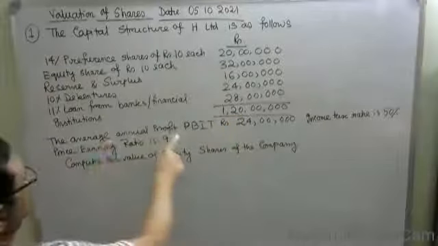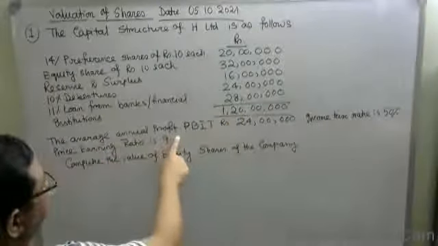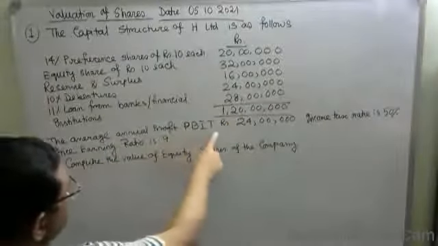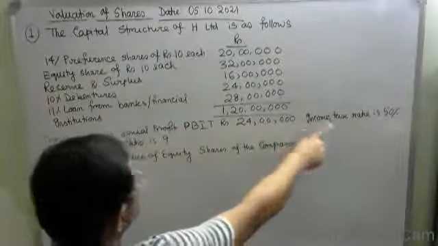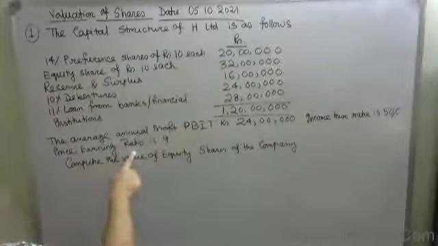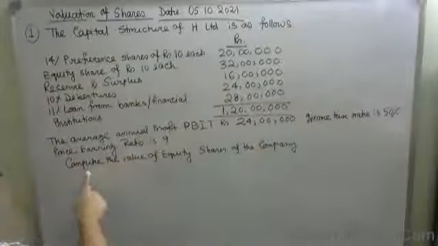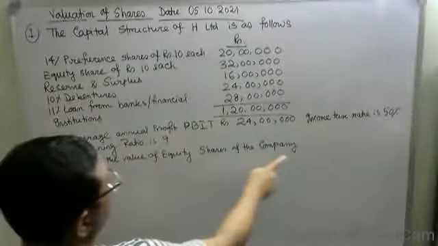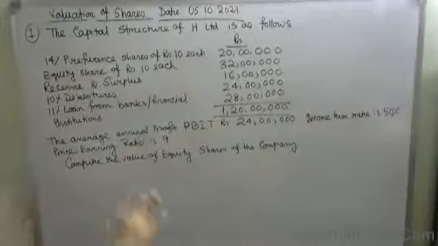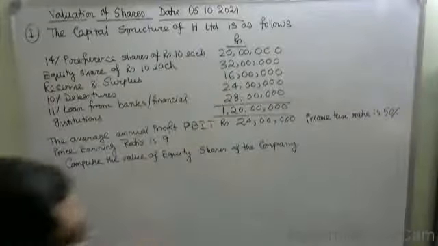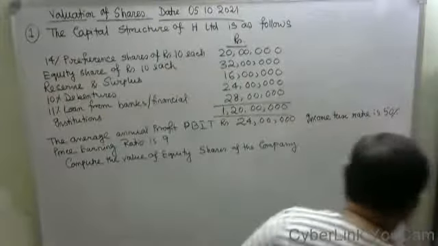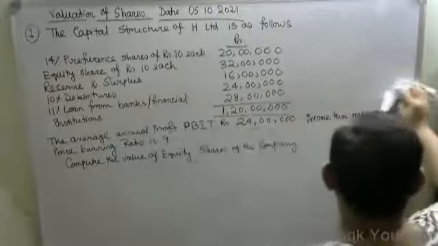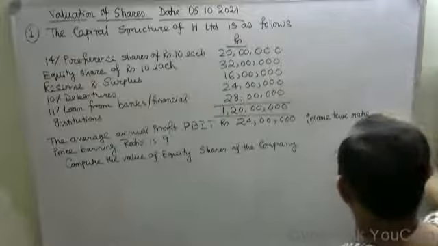The average annual profit before interest and tax is rupees 24 lakh. Income tax rate is 50%. Price earning ratio is 9. Compute the value of equity share of the company. So this was our today's problem. Now please follow the whiteboard for the solution part of this problem.